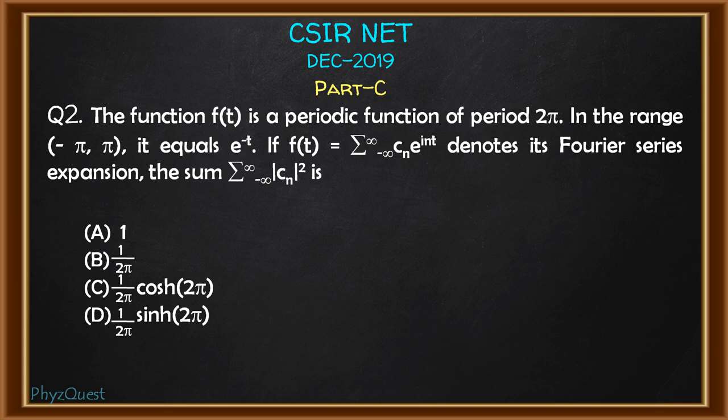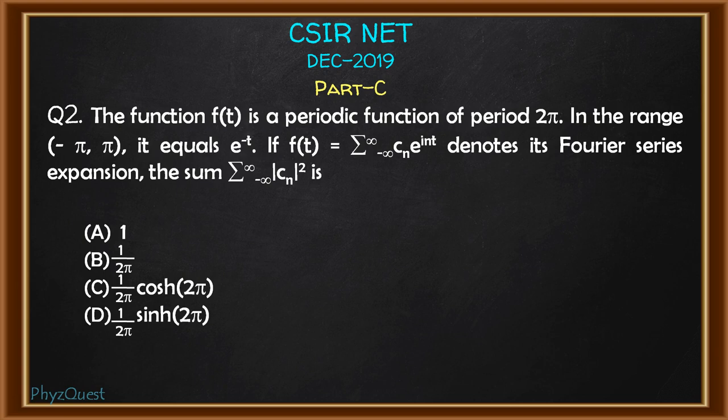The question is: the function f(t) is a periodic function of period 2π. In the range of −π to π, it equals e to the power −t. If f(t) is equal to the summation over −∞ to +∞ of c_n e^(int), which denotes its Fourier series expansion, the sum of the summation over −∞ to +∞ of modulus of c_n squared we need to calculate. Four options are given and we need to choose the correct option.